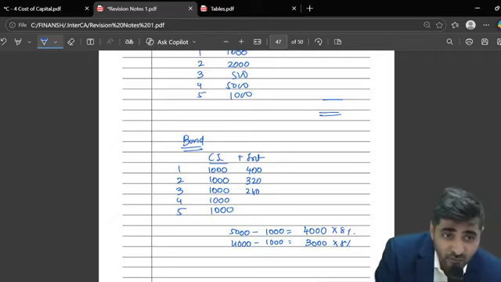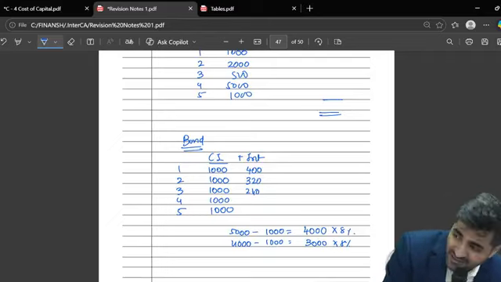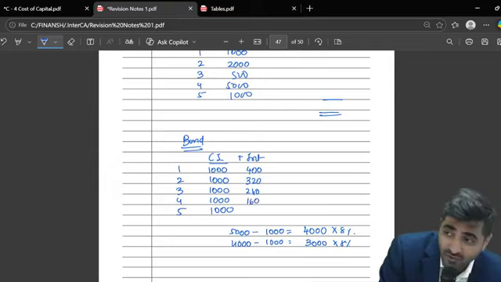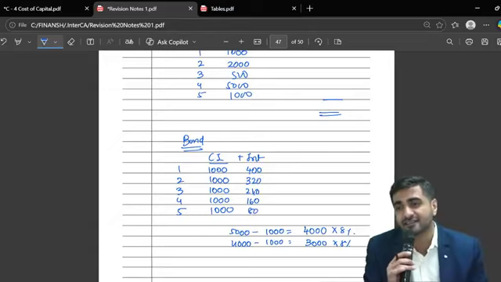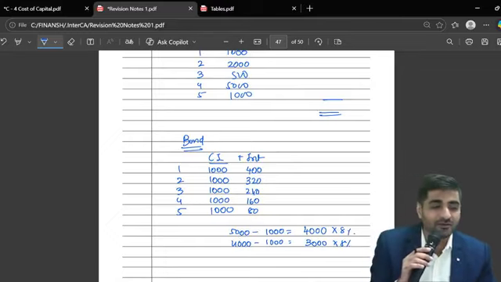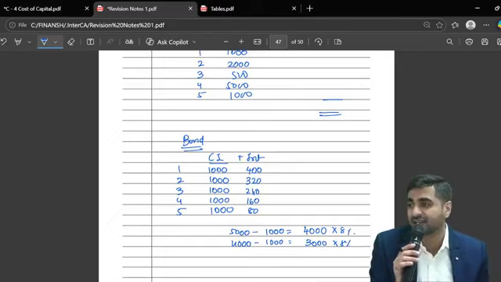Give me the interest for the fourth year. 160. Because now it is only 2,000. And in the last year, what is going to be the interest? 80 rupees. Because we only have 1,000 rupees left with us. So when the company has only 1,000 rupees left with you, on 1,000 only 8% interest will come, that is 80 rupees.